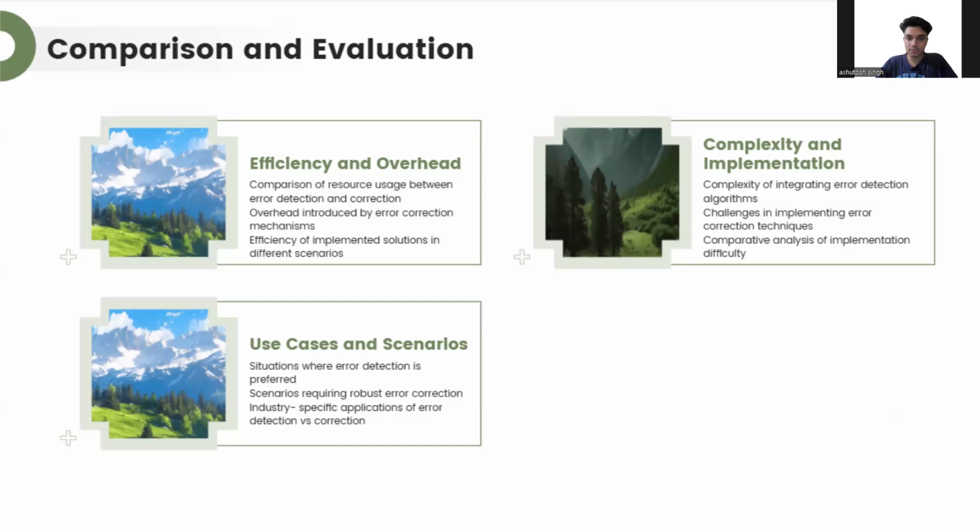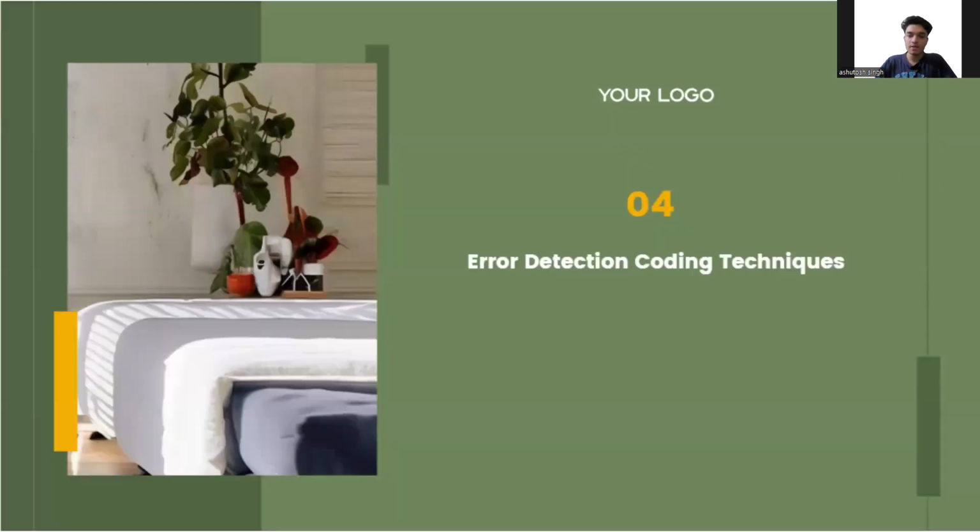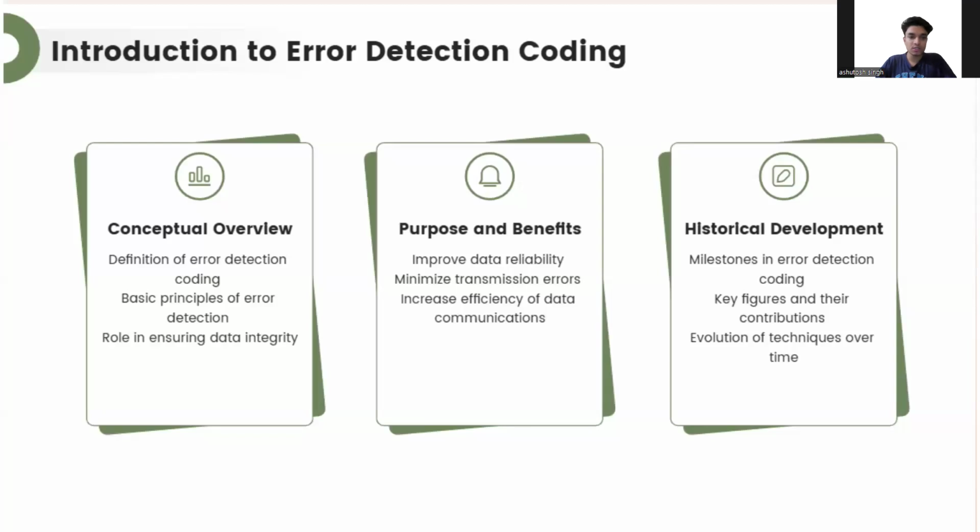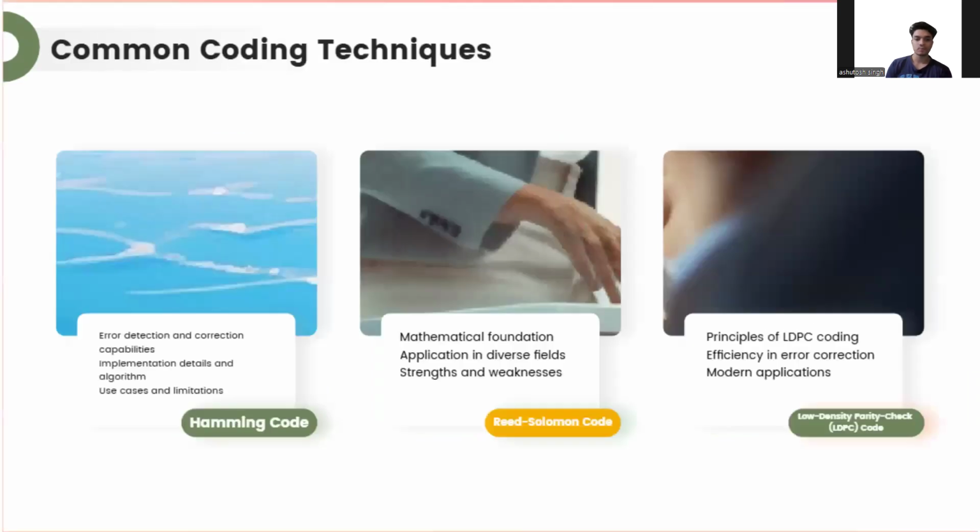Error detection coding techniques. Conceptual overview: definition of error detection coding, basic principles of error detection, role in ensuring data integrity. Purpose and benefits: improve data reliability, minimize transmission errors, increase efficiency of data communications. Historical development: milestones in error detection coding, key figures and their contributions, evolution of techniques over time.